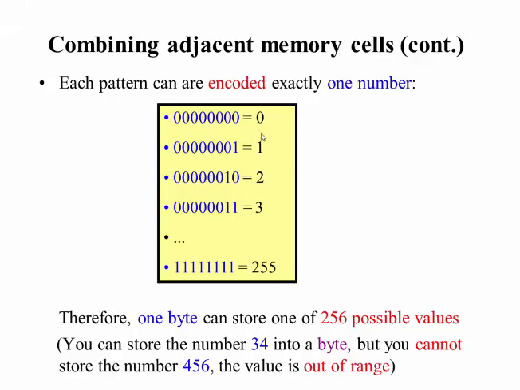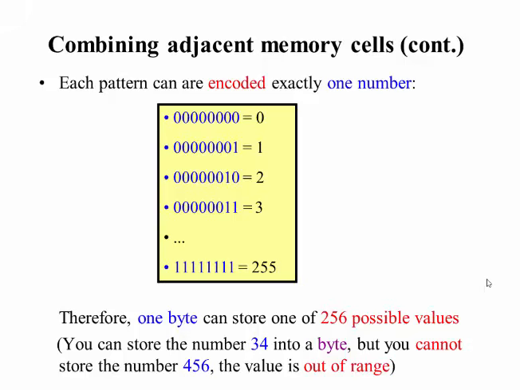All zeros is 0. All zeros except the last one is 1. All zeros with 10 at the end is 2. All zeros with 11 at the end is 3, and so on, up to the 256th number. Therefore, 1 byte can store one of 256 possible values.